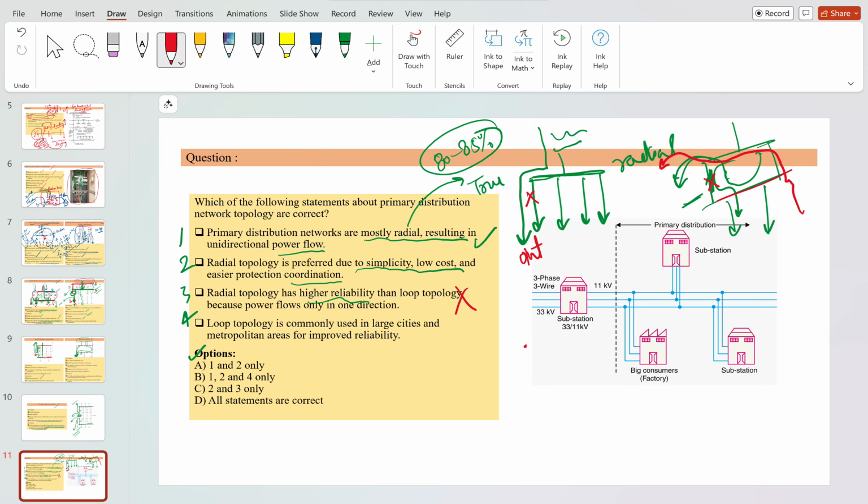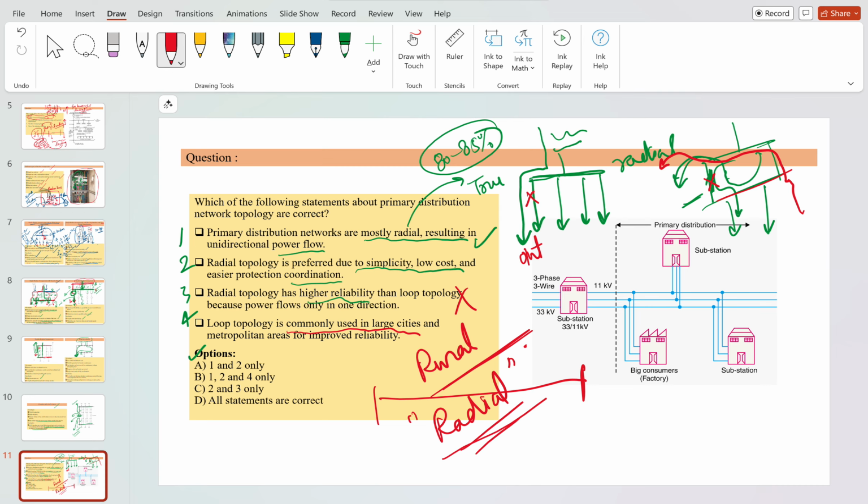Loop topology is actually reliable. Loop topology is commonly used in large cities. That is true. When you have long distance transmission required, suppose in rural networks there are feeders of long distances because the houses are located at remote locations. There you can see large networks are required, so radial feeders are preferred. And when you have large cities, the houses are nearby, so it is possible that a loop topology can be there.